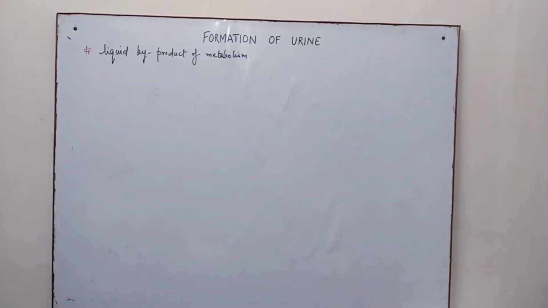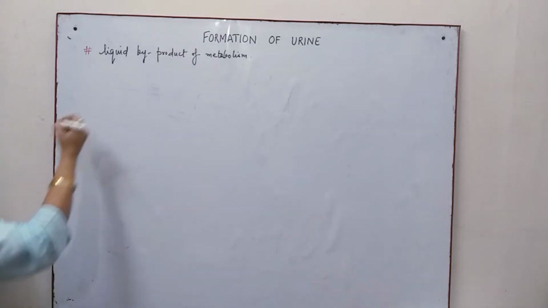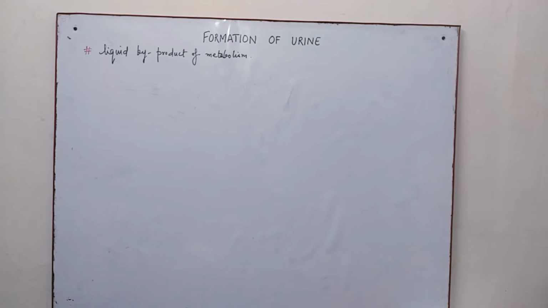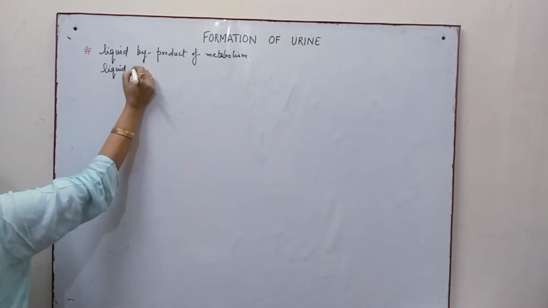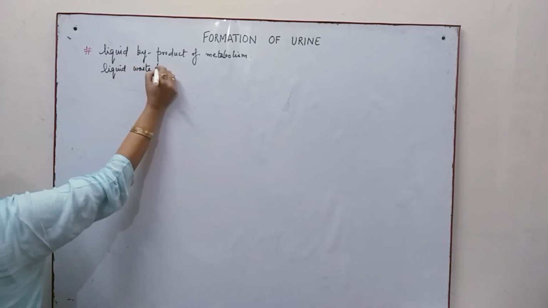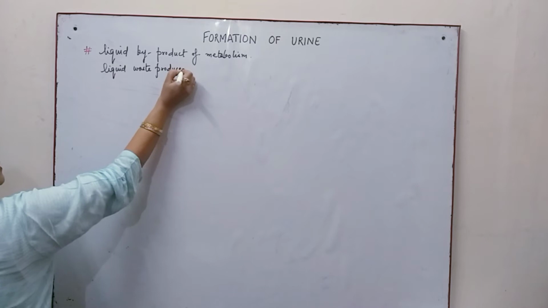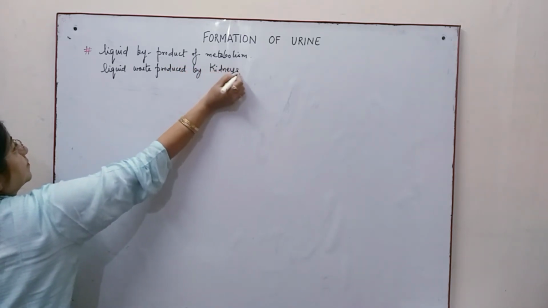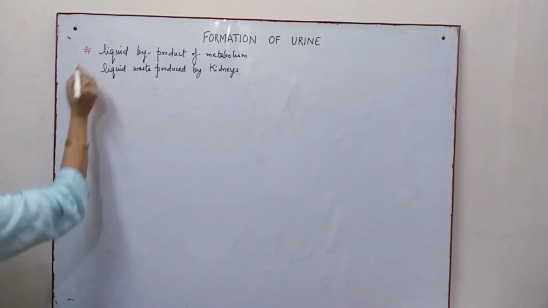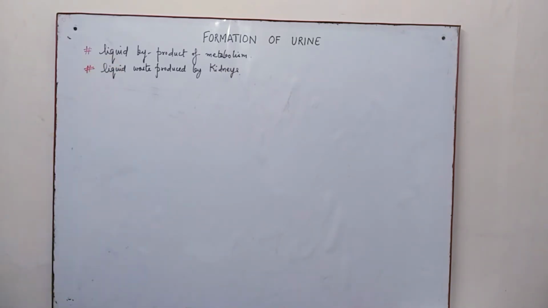And it is produced in human beings and many other animals. In other terms, we can also say it is a liquid waste which is being produced by the kidneys. These two are actually what define the urine.